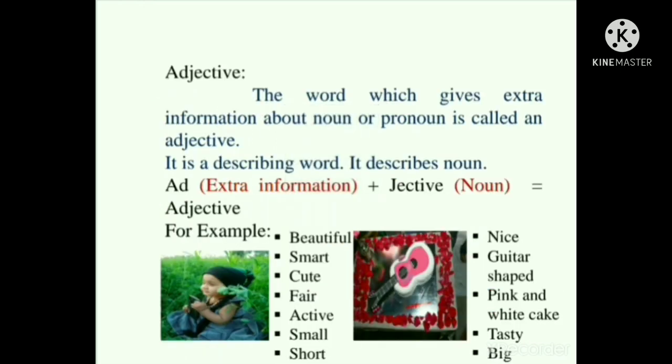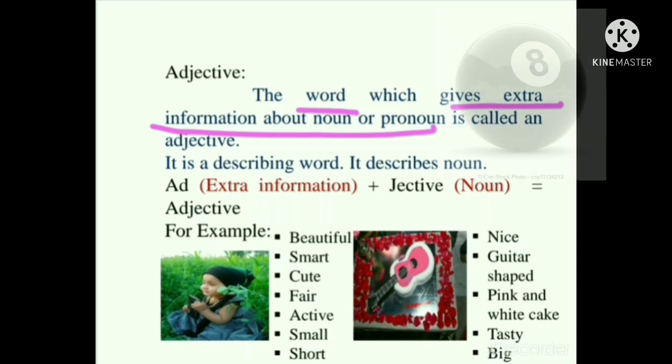See, an adjective is the word which gives extra information about a noun or pronoun. Here, extra information about a noun or pronoun is very important, because an adjective is the word which gives us extra information about a noun or pronoun.